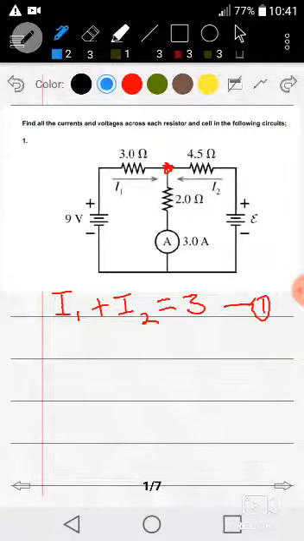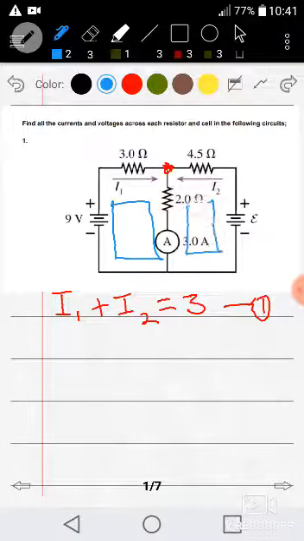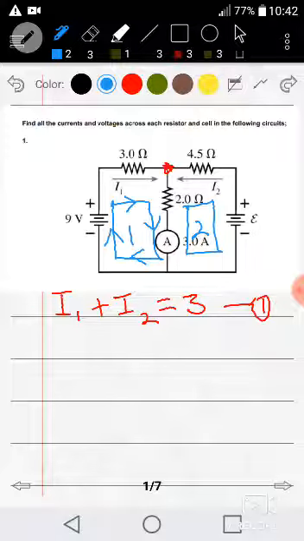Now the next thing, we look at the loop rule. So we have to draw a loop in here and a loop in there. I can call this my first loop, and I choose the direction of the loop, or the path, for loop 1, and this is my loop 2. Loop 1, according to the voltage law, says that the total voltage or EMF across the circuit should be equal to the total potential drops. The potential drops are given by IR.